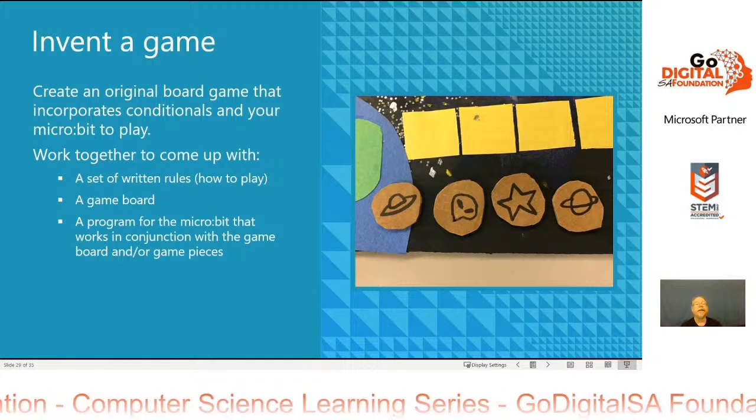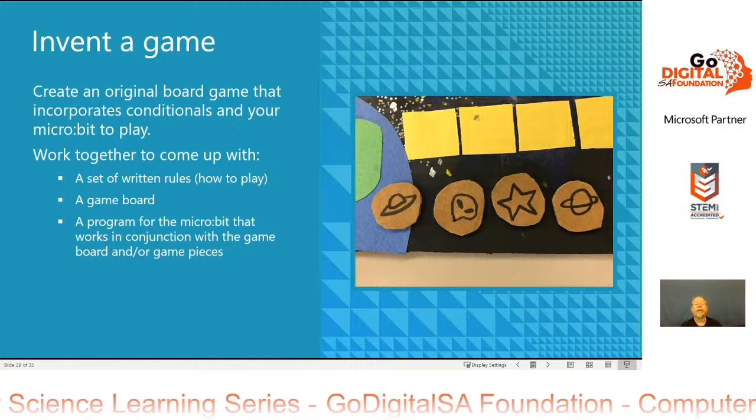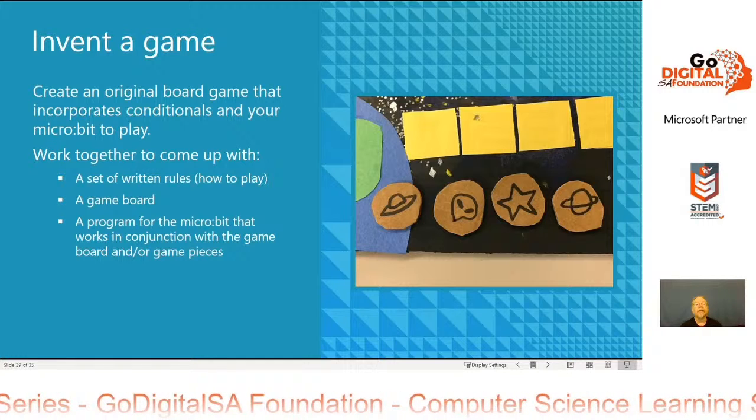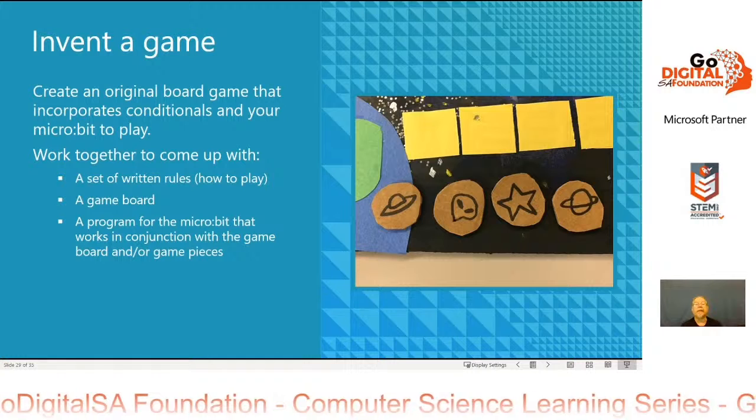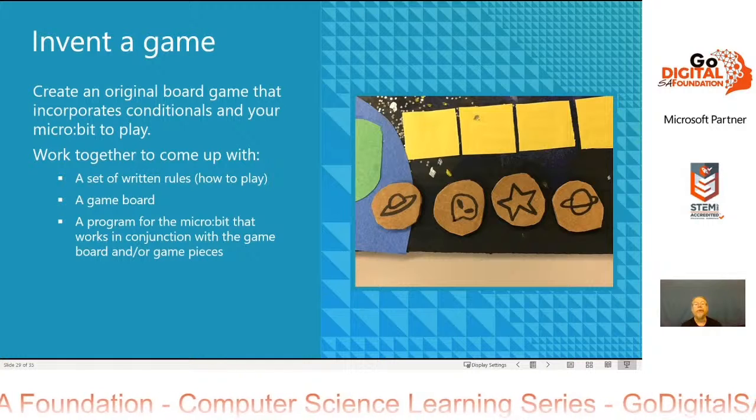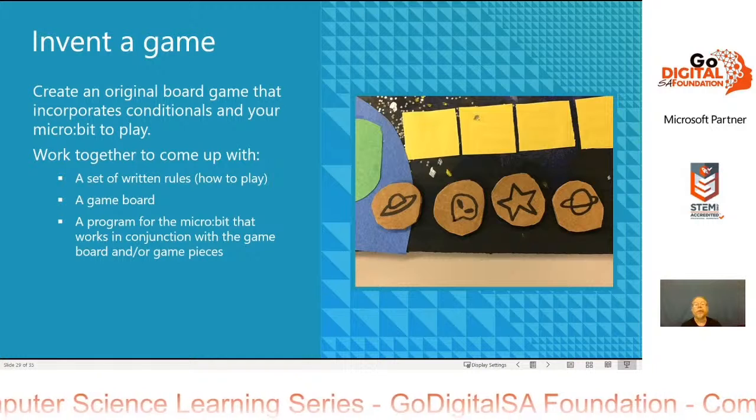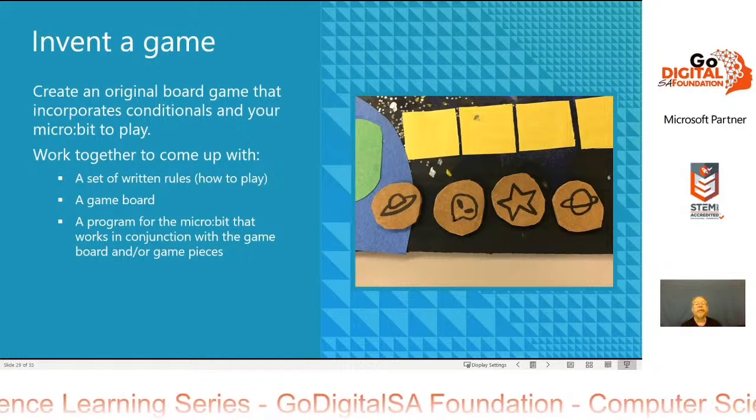You can work together to come up with a set of written rules, how to play, a game board, and a program for the microbit that works in conjunction with the game board and or game pieces. Okay, so very important, you need to invent a game. You're creating a game that you're going to play on a board, and you just want to use the microbit to help you with the game.